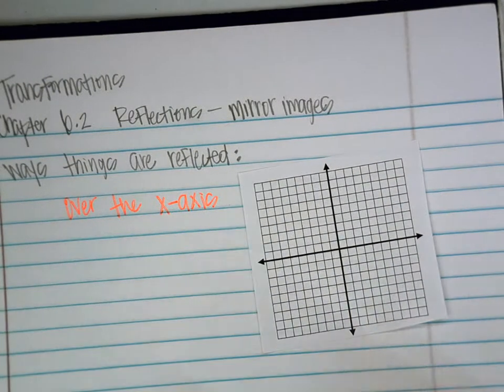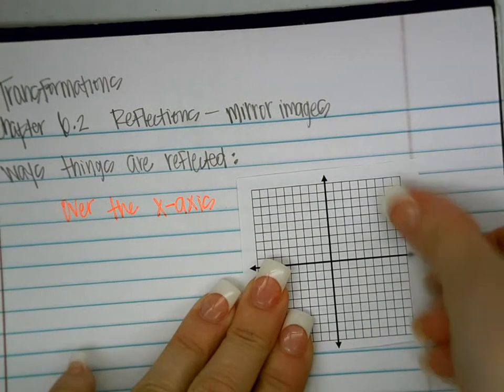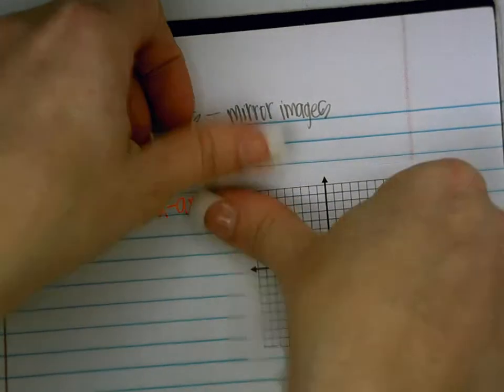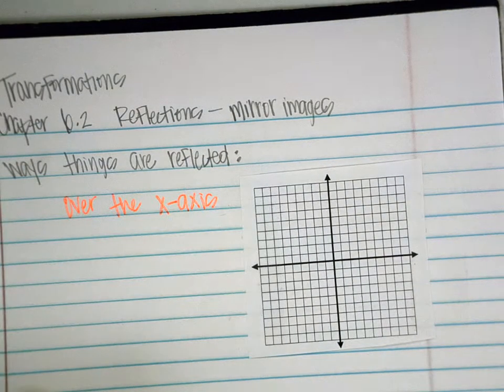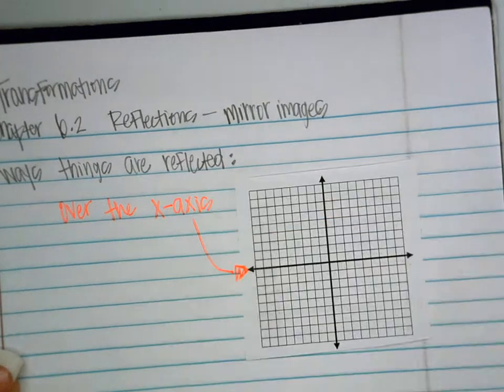Which one is the x-axis? Is it the up and down or the side to side? Let's take a vote because I heard a bunch of both. Do you think the x-axis is the side to side or the up and down? It's the side to side. So over the x-axis, and the x-axis is the side to side one.